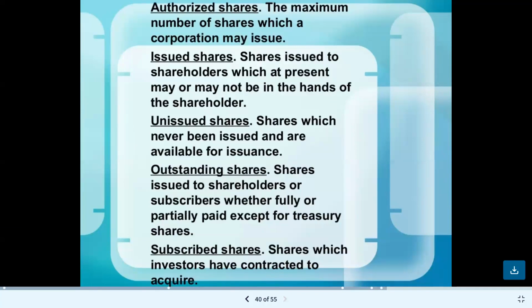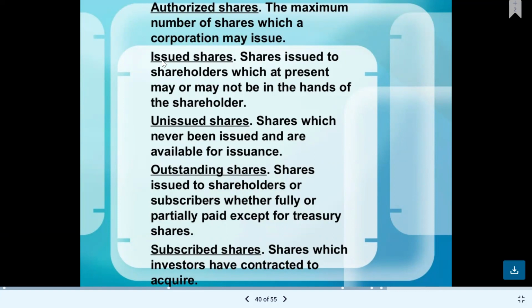And then you have here authorized share. Maybe you cannot see it clearly. Authorized share or the authorized capital. This is the maximum number of shares which a corporation may issue. If you multiply that by the par value, you call it the authorized share capital, the maximum value of your capital. If it is authorized share, the maximum number of shares or stock which a corporation may issue.